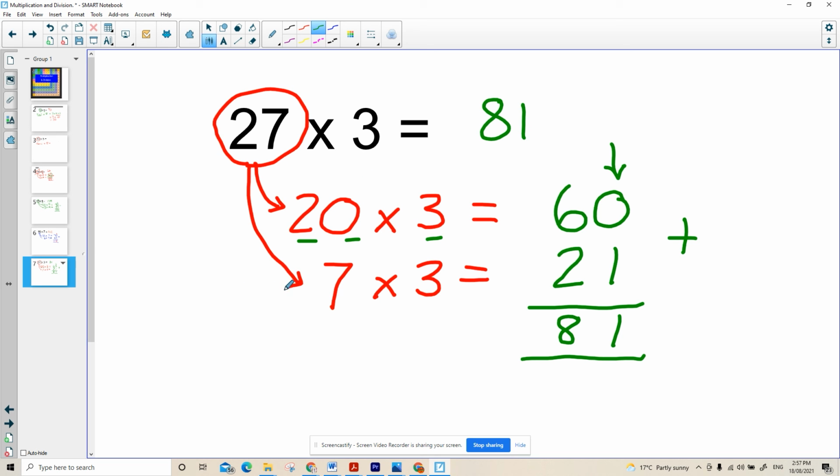So this is the split method. You're going to get some sheets, different leveled sheets. I'd love you to have a go at this. I think you'll find it a very, very successful method. Good luck.